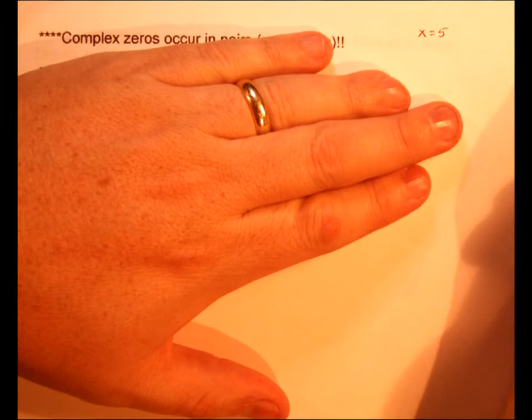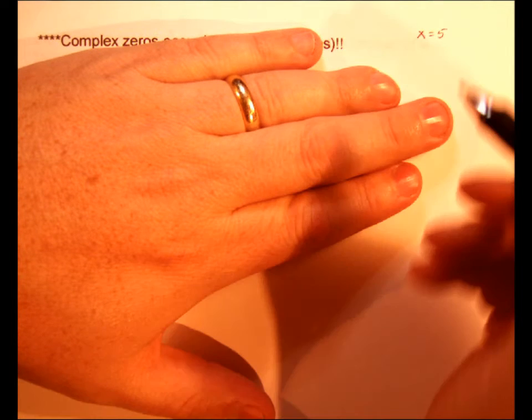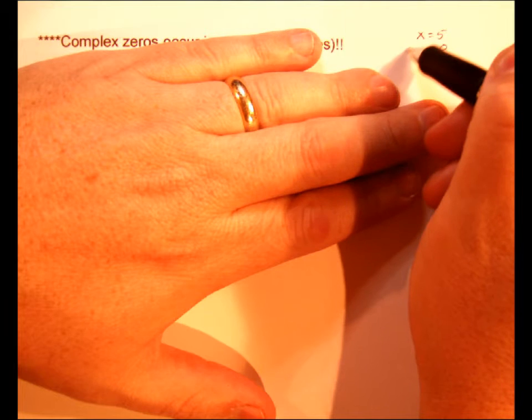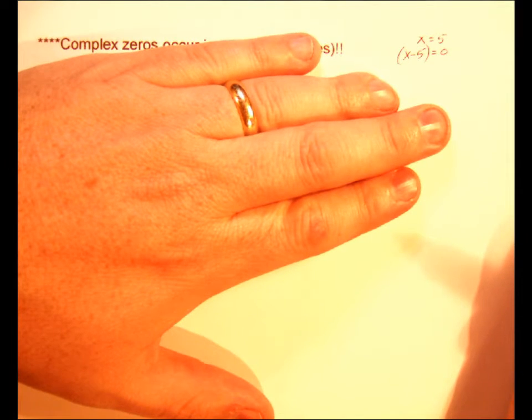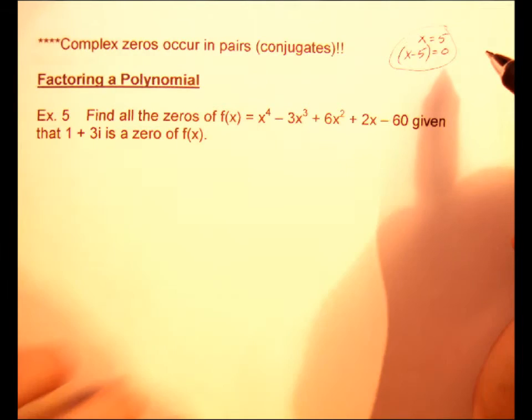x equals 5. If I was to say that was a zero of the function, could you tell me what that factor is? Well, that factor, you've got to set equal to 0, right? So you just move it over and you say, well, x minus 5 would be that factor that would factor into that polynomial. Okay? So we're going to keep this in mind when we're looking at this problem here.